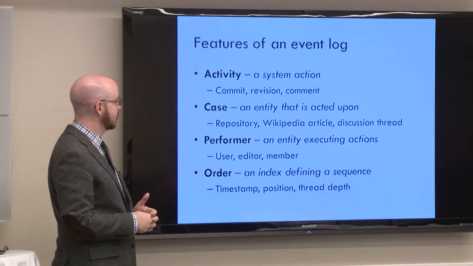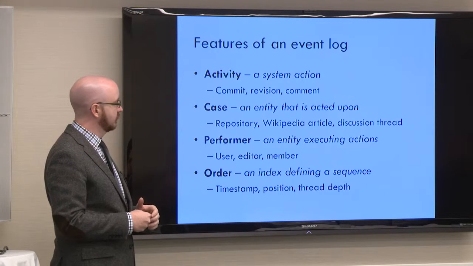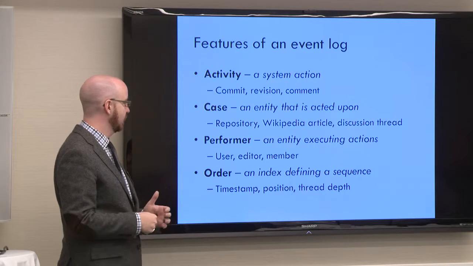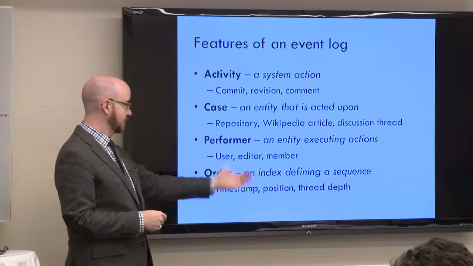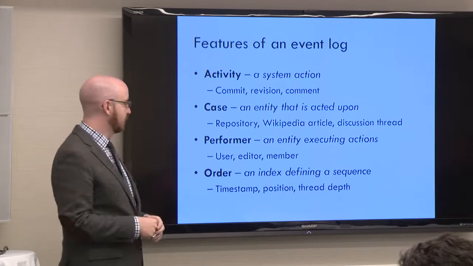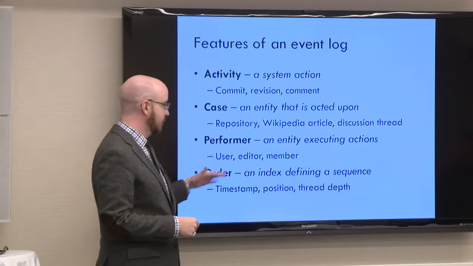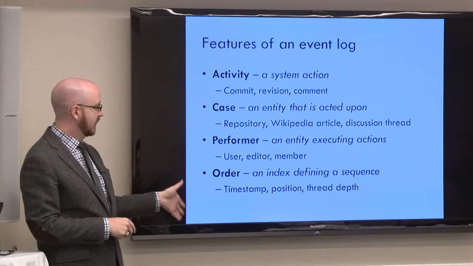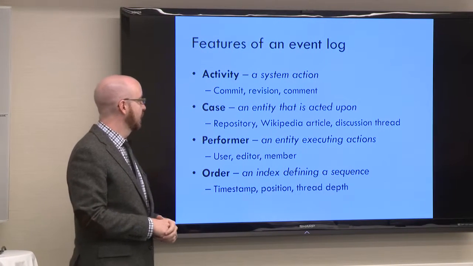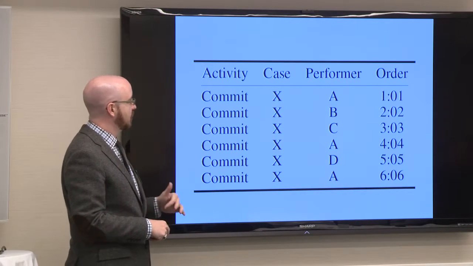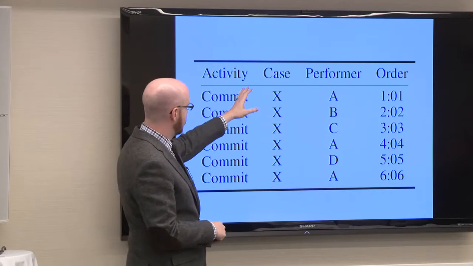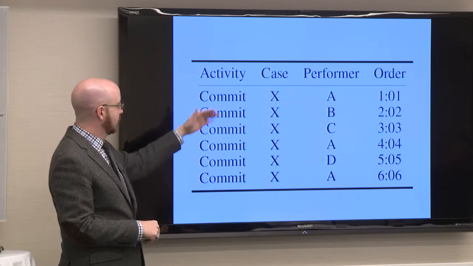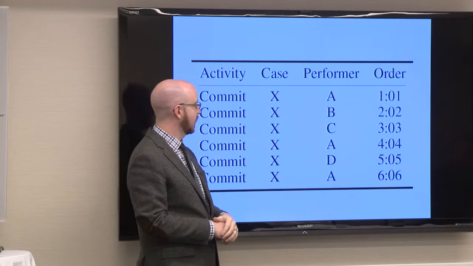More generally, we might step back and think of an event log as containing four distinct features: an activity, someone making a commit or revision or a comment; a case, something that's being acted on, so in this case a Wikipedia article or a discussion thread or code repository; someone who's executing that action, a user, an editor, a member of that community; and then, really crucially, there's an order. We've got this index defining a sequence over which these events are occurring. This is a timestamp, a position, a relative sort of index. So abstractly we might represent this as Wikipedia article X, and then a sequence of 4 users, A, B, C, and D, making commits to this article at different points in time.